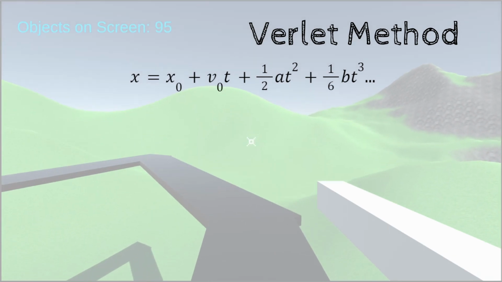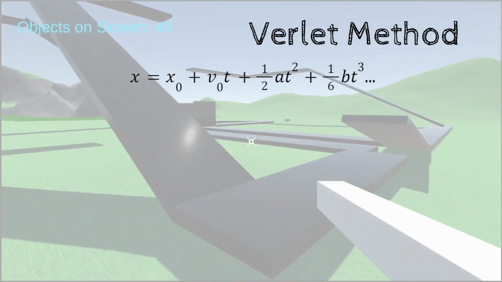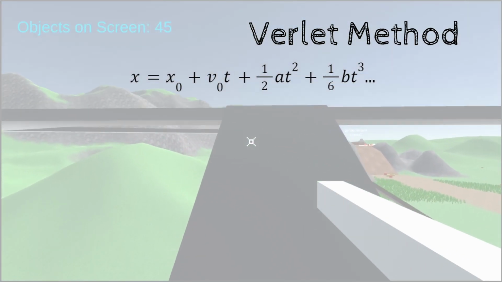This first equation up here just describes one-dimensional motion of an object moving. So initial position, velocity, acceleration, and jerk.